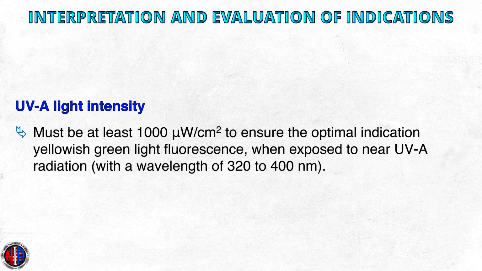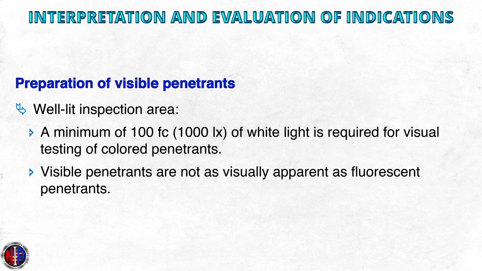Ultraviolet A light intensity. Ultraviolet A light intensity must be at least 1000 microwatts per square centimeter to ensure the optimal indication of a yellowish-green light fluorescing when exposed to near UVA radiation, with a wavelength of between 320 to 400 nanometers. Preparation of visible penetrants. A well-lit inspection area is required with a minimum of 100 foot candles of white light for visual testing of colored penetrants. Visible penetrants are not as visually apparent as fluorescent penetrants.